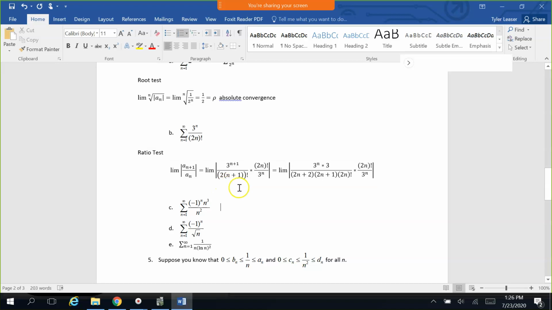So 2n plus 2 factorial is going to be the 2n plus 2 times the next number down, 2n plus 1, times the next number down, 2n, and then that times everything all the way down. But we can just cut that off as 2n factorial. That way this 2n factorial on the bottom cancels out with this 2n factorial up top.